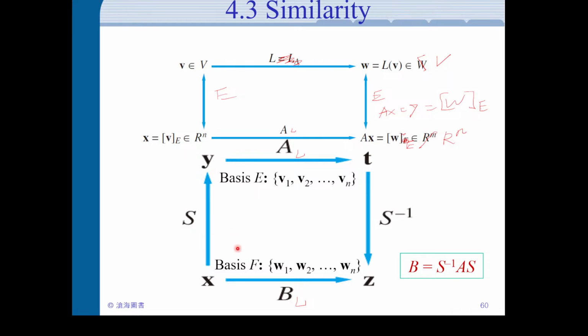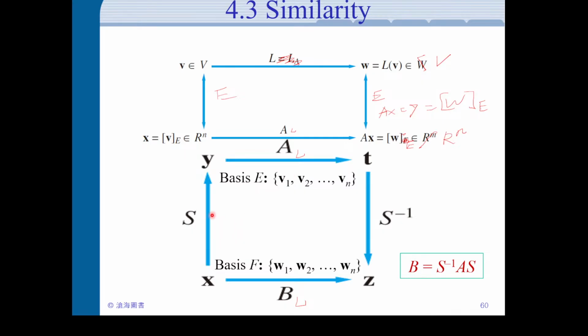The matrix to do that is called a transition matrix. It's called S. So we need to do the transition matrix from coordinates in F to coordinates in E, and we need to do A, and then we need to change our basis back with this S minus 1. So the total matrix B is S minus 1 A S. And this is basically all we want to talk about in this section.